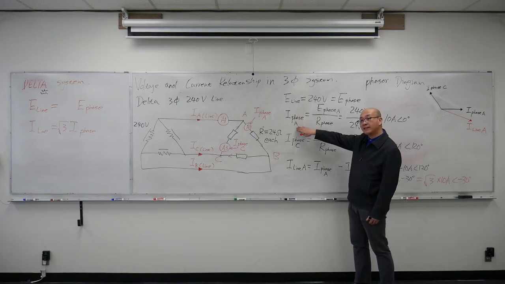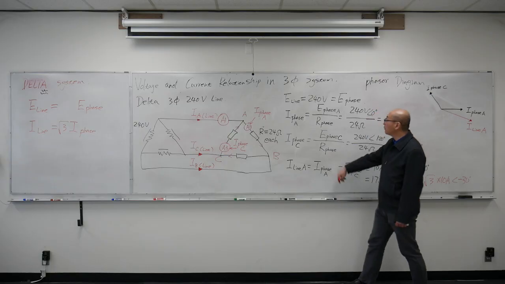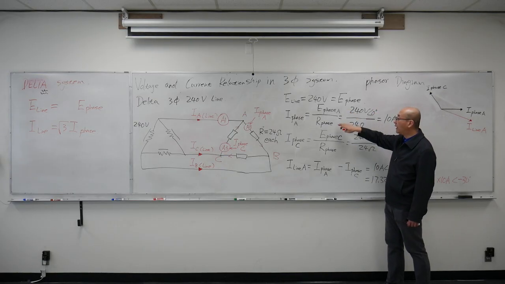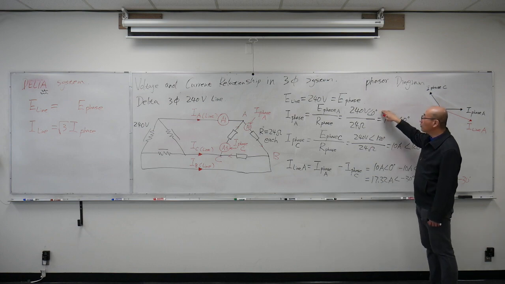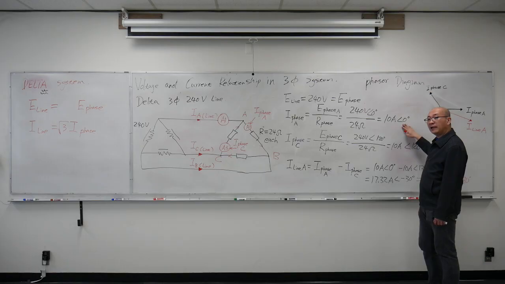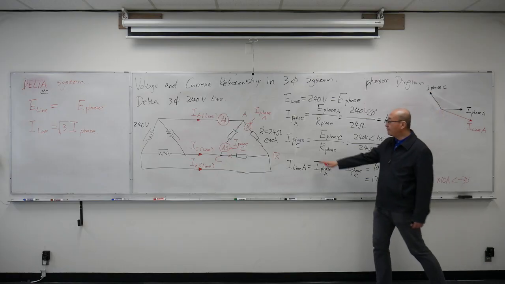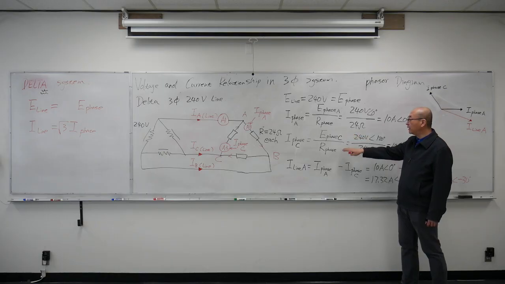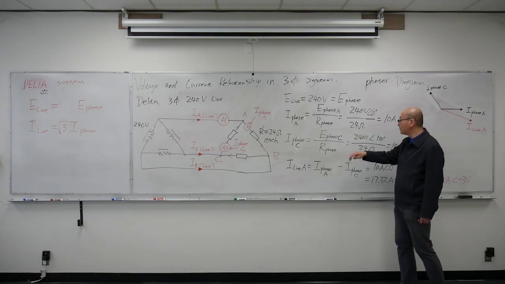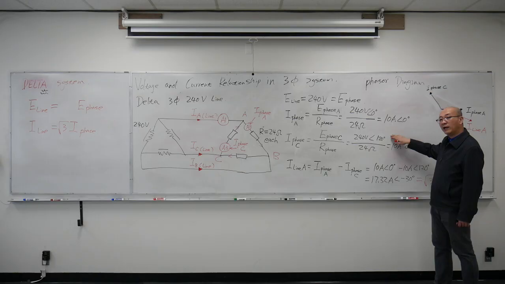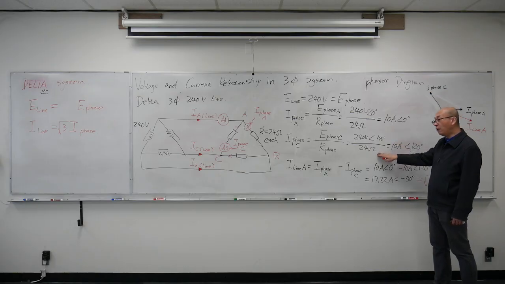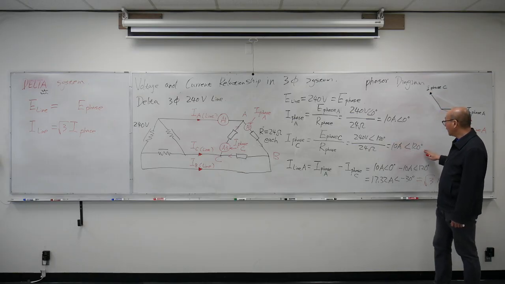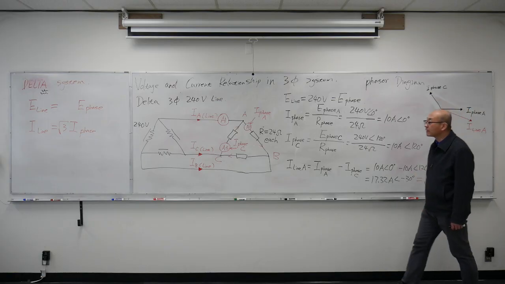To find my phase current in phase A, I use phase A's voltage divided by the phase A resistance. 240 volts at 0 degrees, divided by 24 ohms, gives me 10 amps at 0 degrees. My phase C current is going to be phase C voltage divided by phase C resistance. 240 volts at 120 degrees, divided by 24 ohms, gives me 10 amps at 120 degrees.